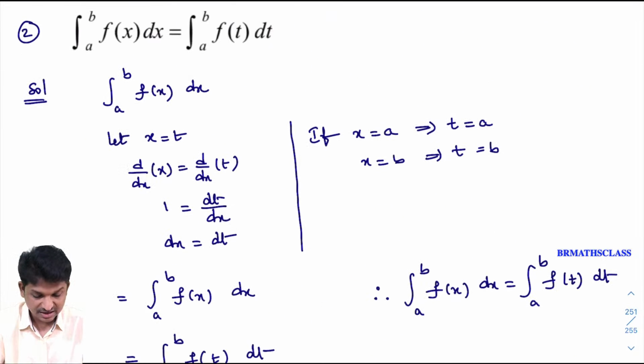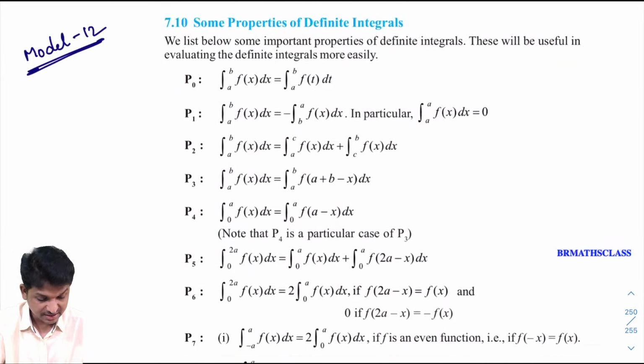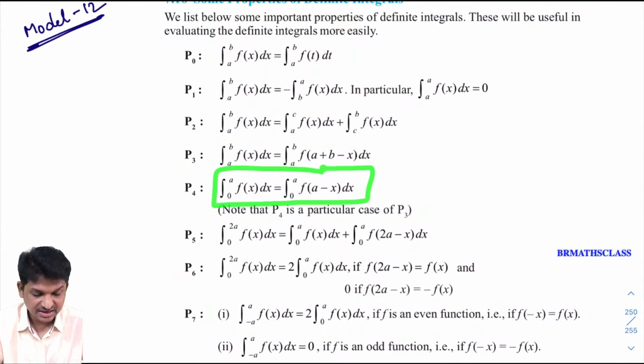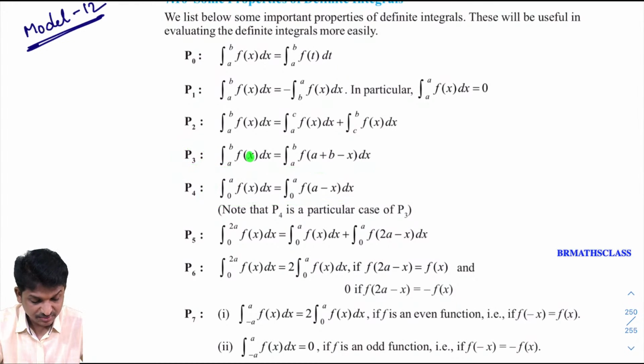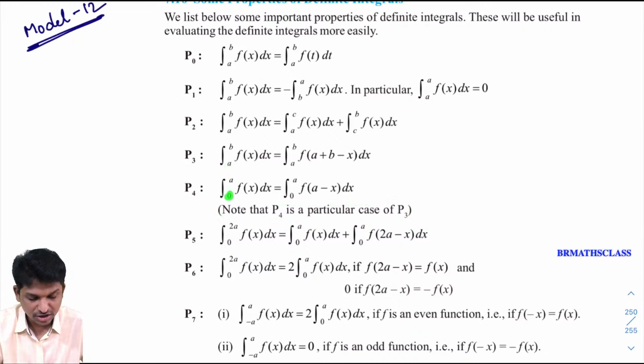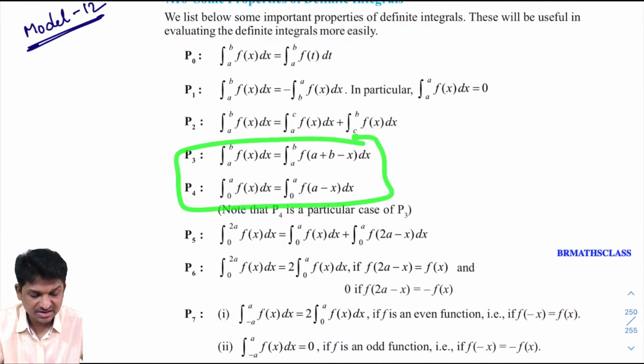Another 4 properties are there. Especially the last 2 properties are very important. Now you see this property, integral of 0 to a f of x dx is integral of 0 to a f of a minus x dx. Property number 3 and property number 4 are both the same only. You look here, in place of x, sum of limits minus x is there, a plus b minus x. Sum of limits 0 plus a is a only, a minus x. That's why they specially mentioned, note that P4 is a particular case of P3. Particular case means here the lower limit a is there, and here lower limit 0 is there, that's it. Actually both the properties are the same only.